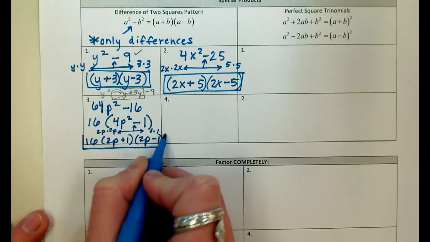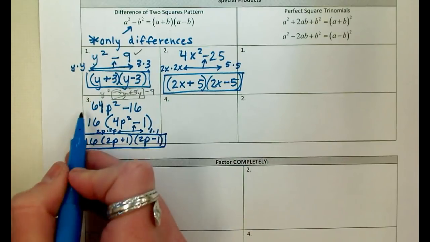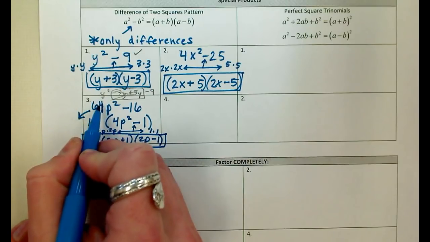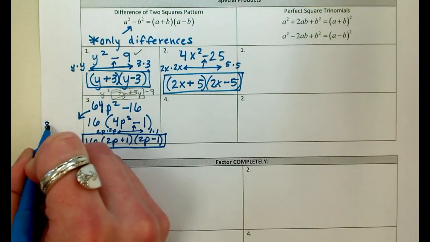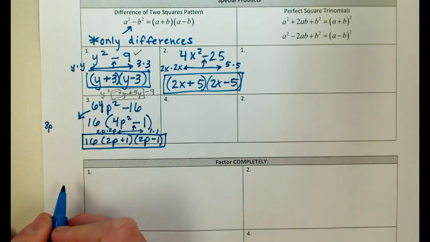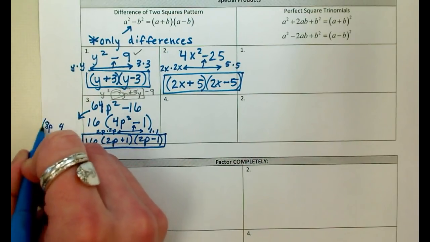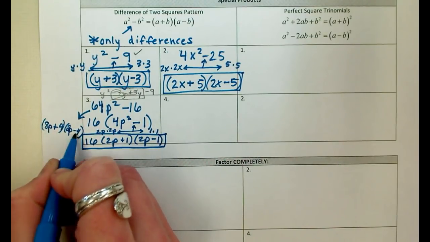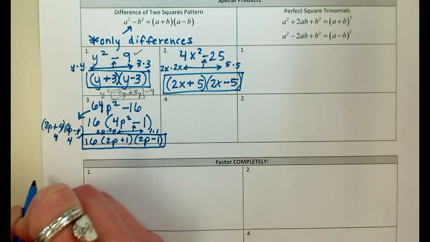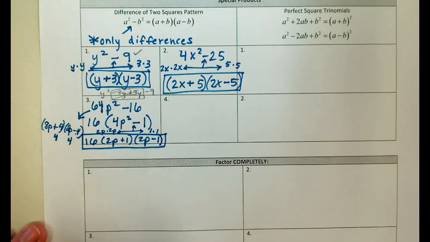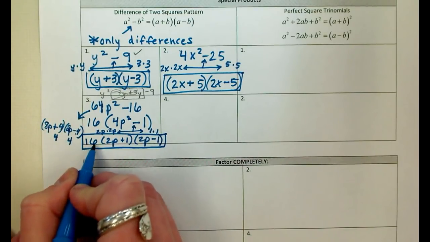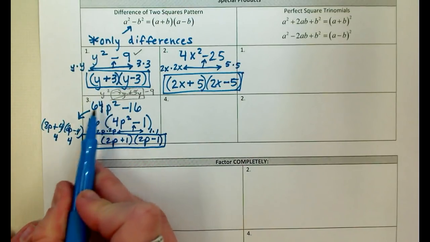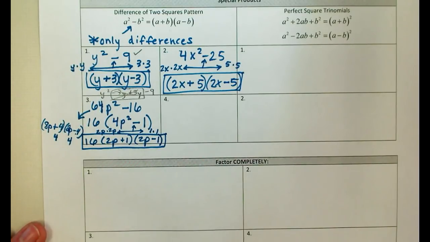This is fully factored. Notice if you would have factored this out as the difference of two squares, the square root of 64p squared is 8p. Square root of 16 is 4. 8p plus 4, 8p minus 4. Notice these both have a GCF of 4. So I could factor that out at the end because my GCF of 4 and 4 gives me a total GCF of 16. But it's much easier to factor out in the beginning.